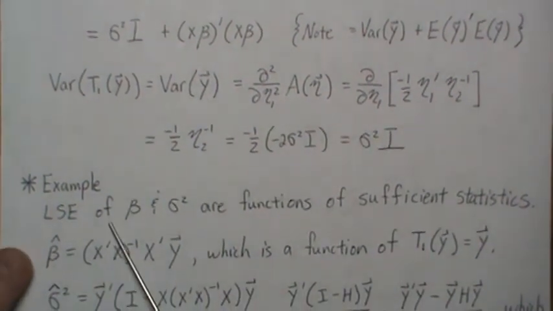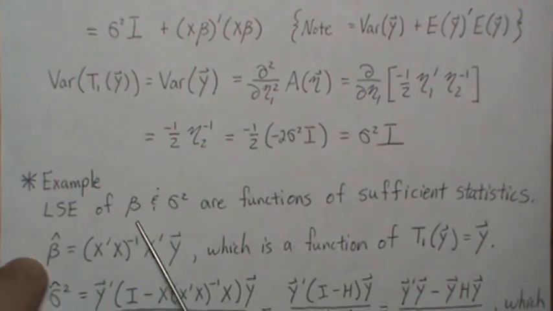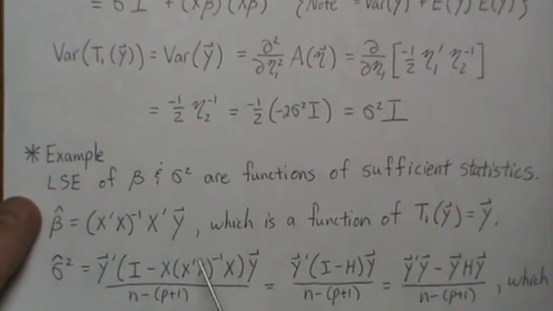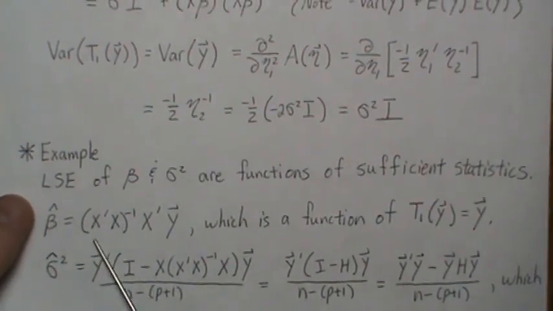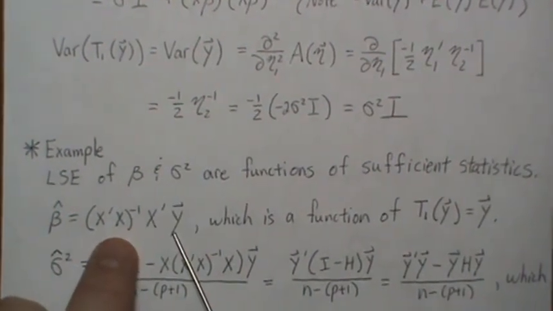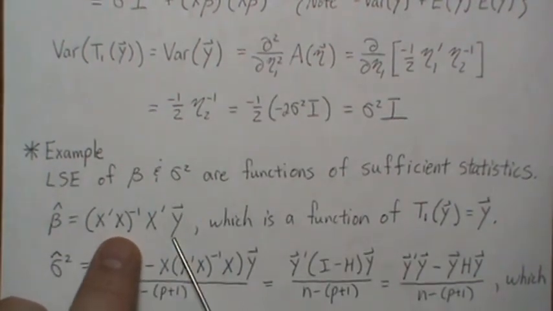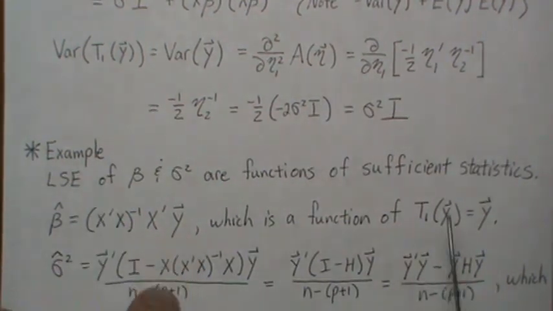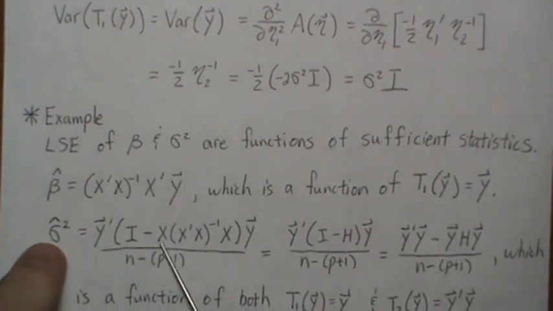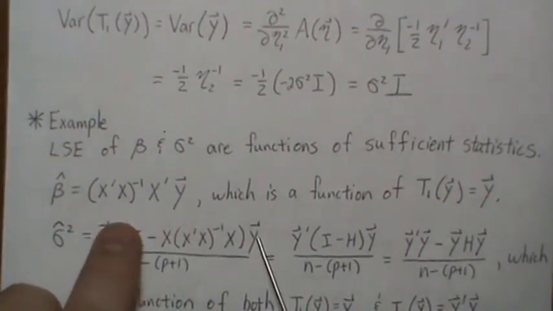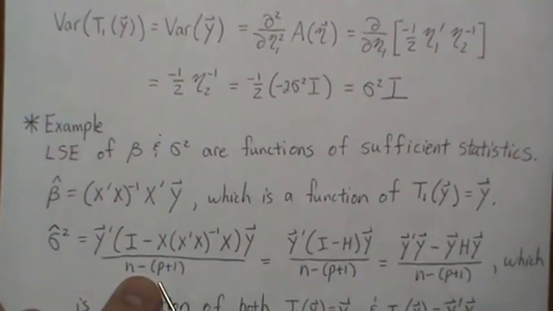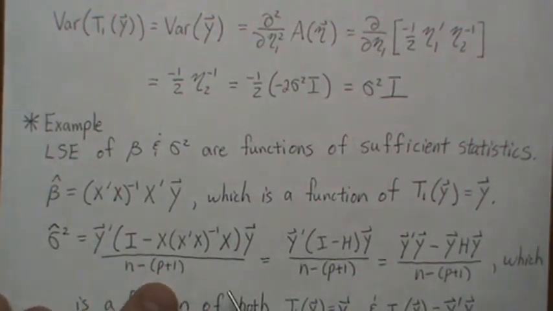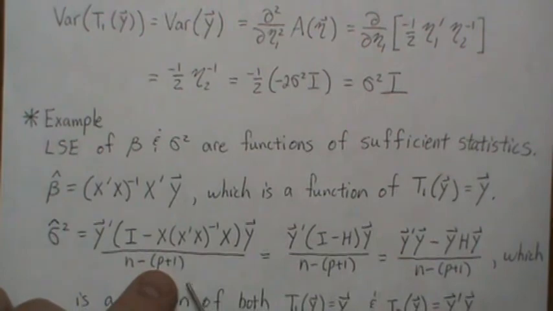So here's a quick example. The least squares estimates of beta and sigma squared are functions of these sufficient statistics, right? So the least squares estimate is this in the multiple linear regression setting, which is a function of y, right? These are constants. Now the variance estimate is essentially the residual sum of squares over some number that makes it unbiased, and it's n minus (p plus 1). This is how many unknown beta parameters there are.